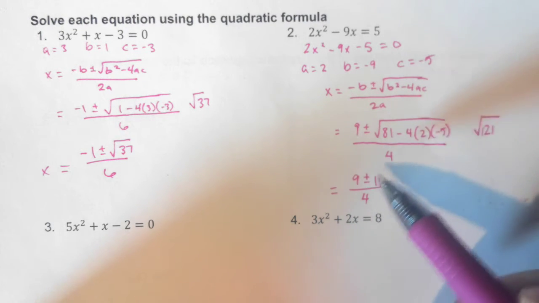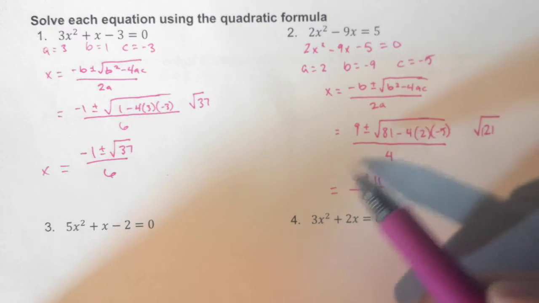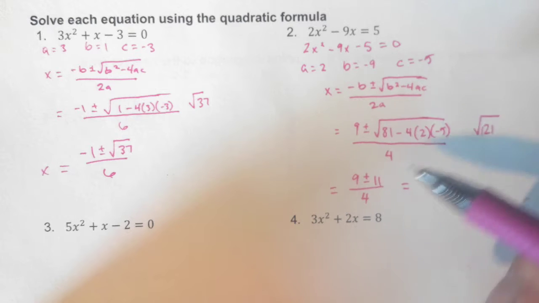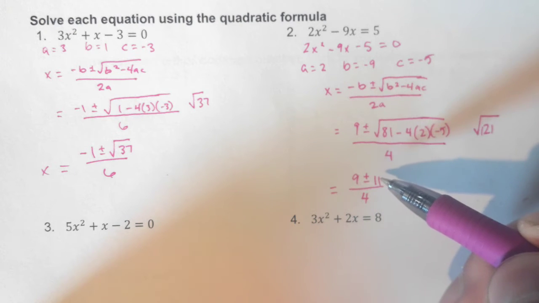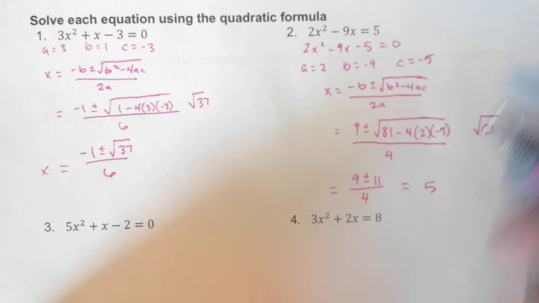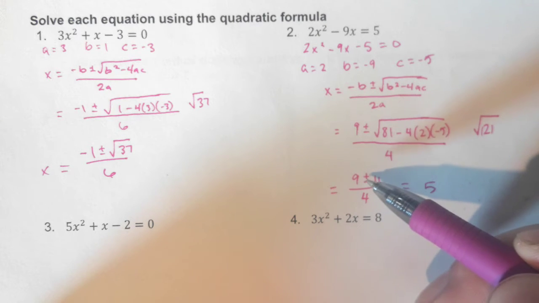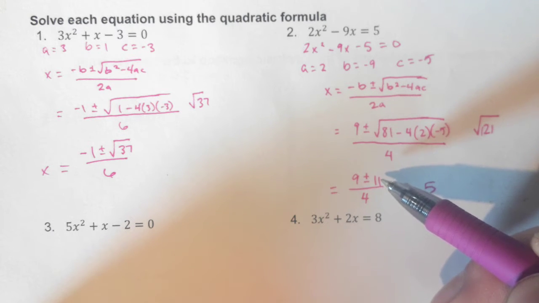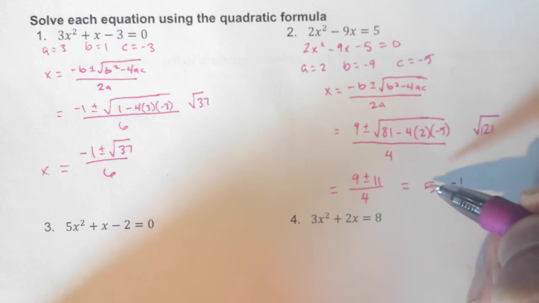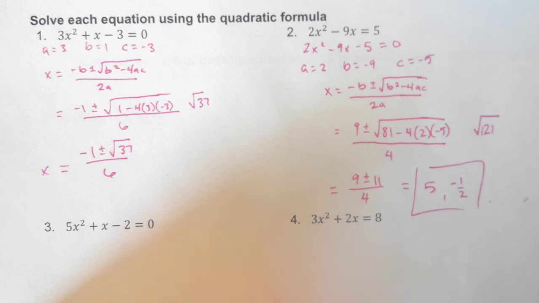So whenever I can simplify that radical to a normal number, remember we can do the math. So we've got to apply the plus or minus part. So the plus part, 9 plus 11 is 20. 20 divided by 4 is 5. The minus part, 9 minus 11 is negative 2. Negative 2 over 4 reduces to negative 1/2. So there are your two solutions, 5 and negative 1/2.